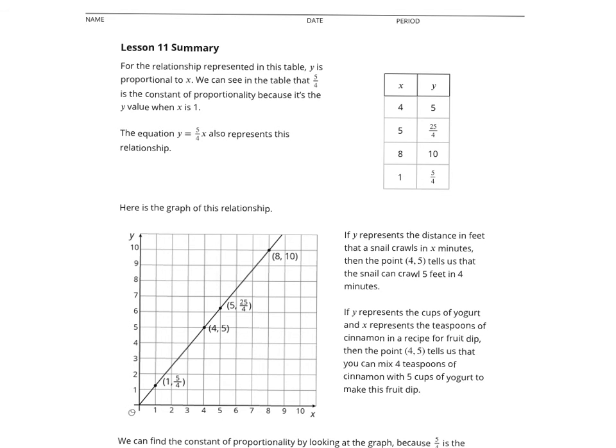Let's just read through the lesson summary here and we'll be finished today. For the relationship in this table, y is proportional to x. We know that because when we divide each of those out, we get the same number. We can see that the 5/4 in the table is the value of k. It's the constant of proportionality because it's the value of y when x equals 1. So just a refresher there. We could also write the equation y equals 5/4 x to represent that relationship.